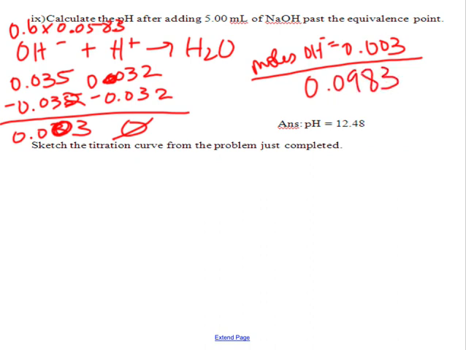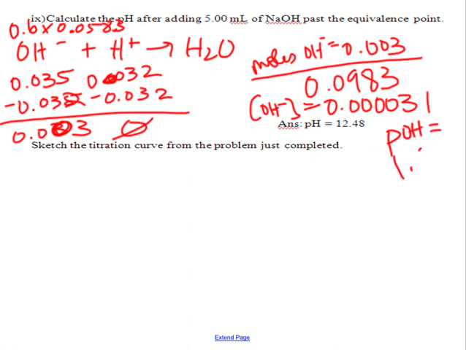liters, 0.0983 liters. When I solve for this, what am I finding the concentration of? OH minus, be careful. So when you negative log it, it's actually pOH. What do we get here? Is that right? And then, so my pOH is equal to, is this number correct?